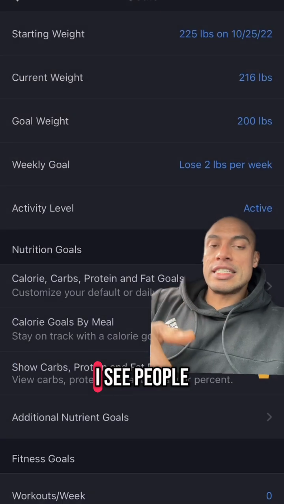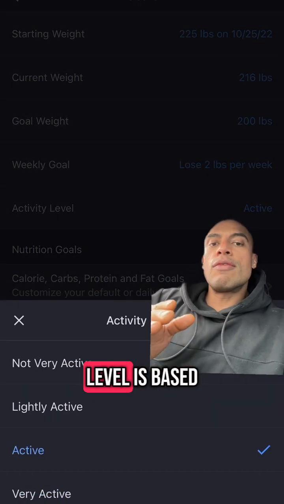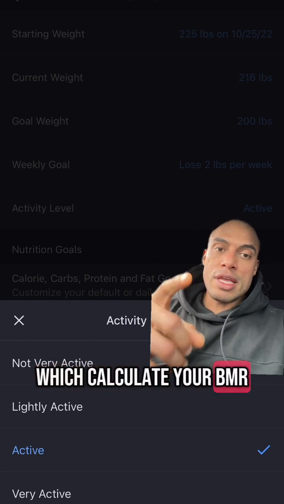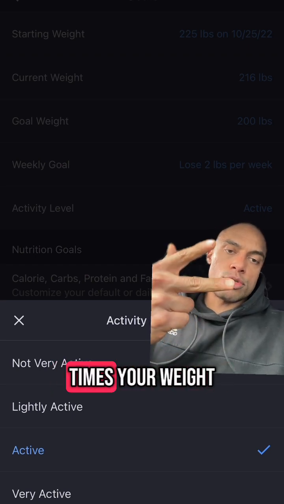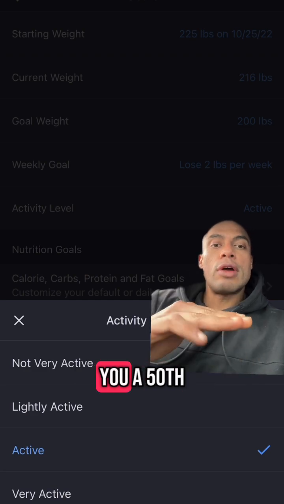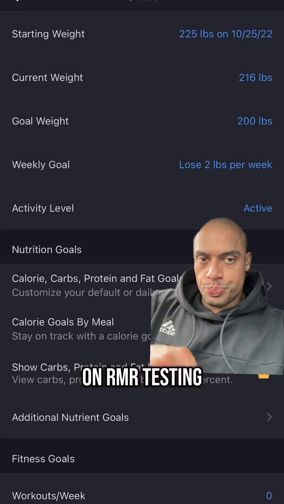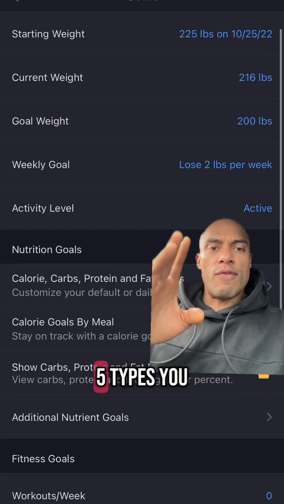The next mistake I see people make is the activity level, right? So the activity level is based off an equation which calculates your BMR, and your BMR is like your age times your height times your weight and your gender, and it gives you a 50th percentile based on RMR testing. Then it multiplies your activity level. You have 4 or 5 types.